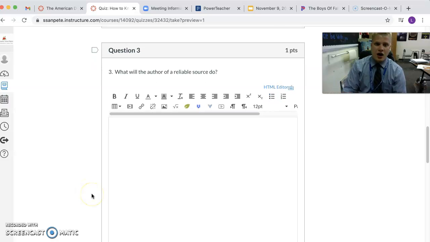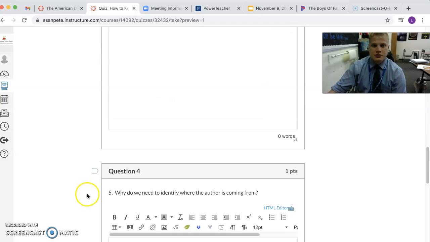An author of a reliable source will do two of the following things. Number one, they'll publish it and it will be peer reviewed, or they will post their other sources where you got your information. So if you want to be a reliable source, you need to make sure you use reliable sources in your research.